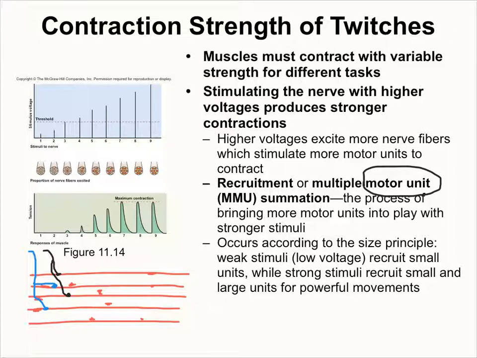So lower voltages recruit fewer motor units. Remember, each motor unit controls a set of fibers. Stronger voltages recruit larger motor units, which are going to control a much larger set of fibers.